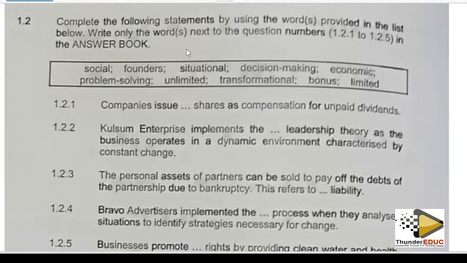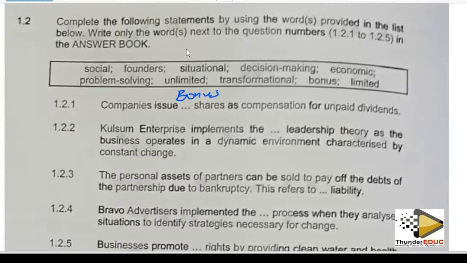Okay, right. So now if we check the first question that we have, in particular 1.2.1, 1.2.1 reads as follows. Companies issue their shares as a compensation for unpaid dividends. If you still remember from my explanation or definitions, I said that this calls for bonus. These are bonus shares. So now the second one, we have Calsam Enterprise implements the dash leadership theory as the business operates in a dynamic environment characterized by constant change.